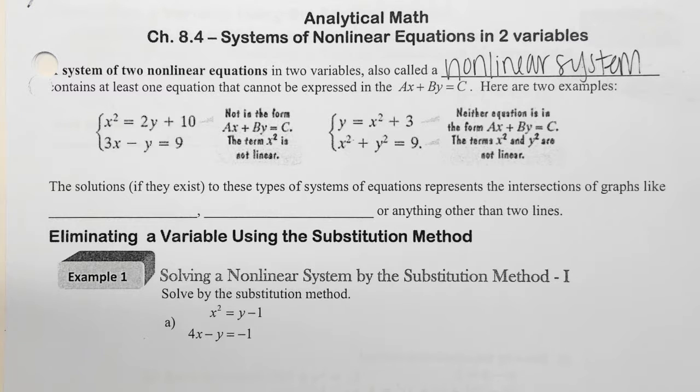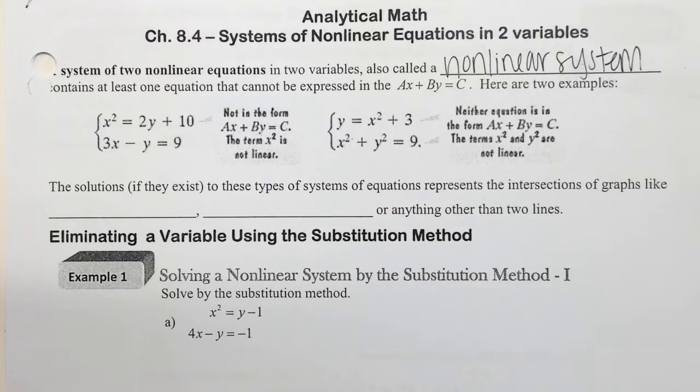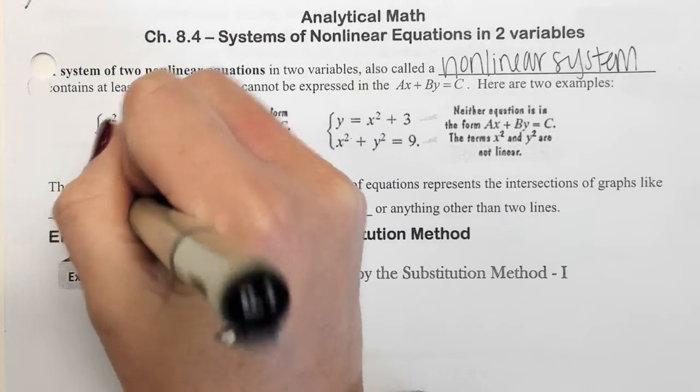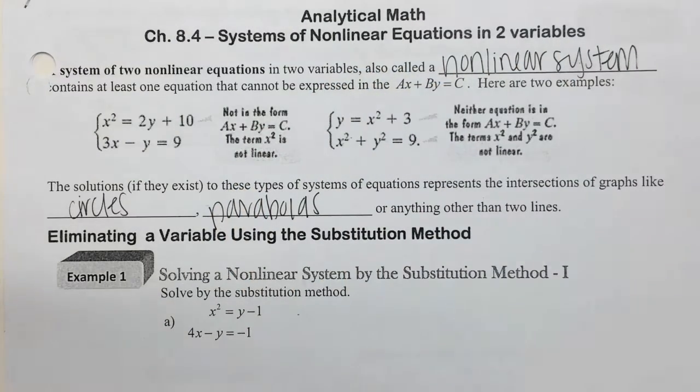Good, not a straight line. So if you're thinking graphs that aren't a straight line, name some. Parabolas. What else? Absolute value. Name one more. I'll name one. Circles. That's what we're going to be dealing with. Ones like that, okay? So solutions, if they exist, to these types of systems of equations represent the intersection of graphs like ones we just said, like circles, or parabolas, or absolute value equations, square roots, anything like that.